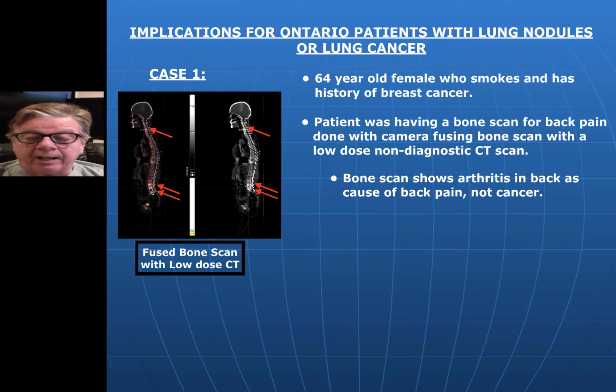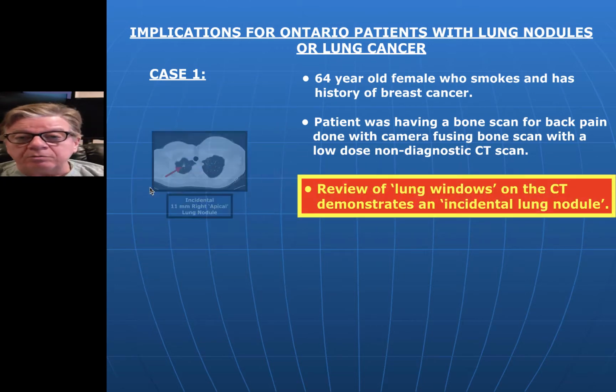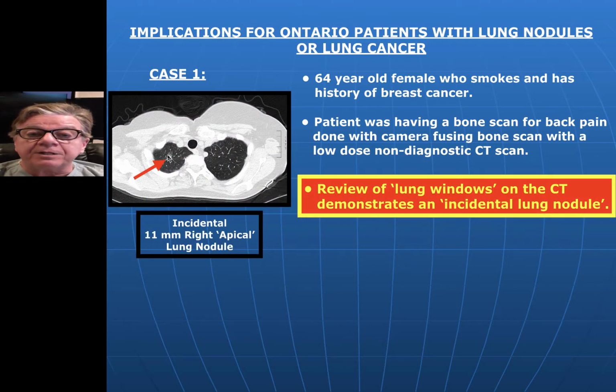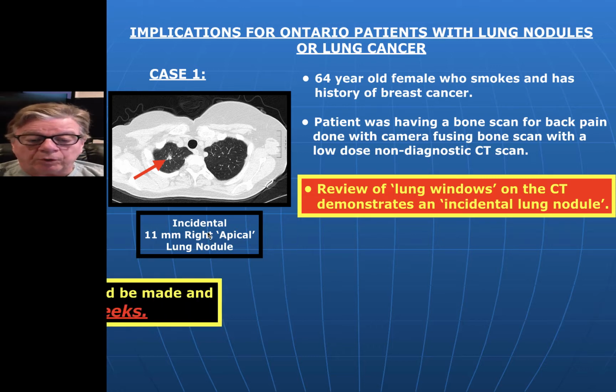So the patient gets that. Now, but in addition, because I do have the lung windows, I looked at them and I did find this 11 millimeter apical nodule. So what do we do then?